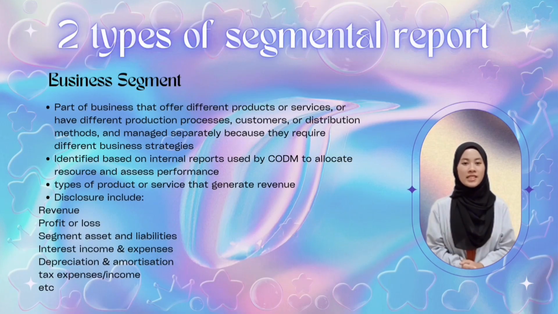Disclosure for business segment includes revenue, profit or loss, segment assets and liabilities, interest income and expenses, depreciation and amortization, tax expenses or tax income, and other than that.